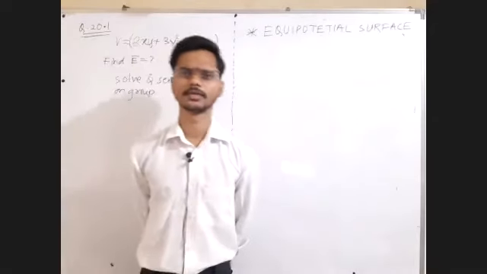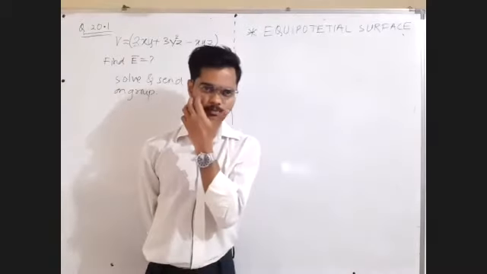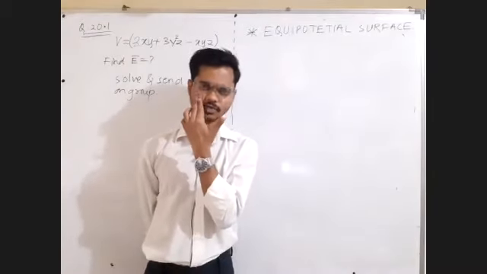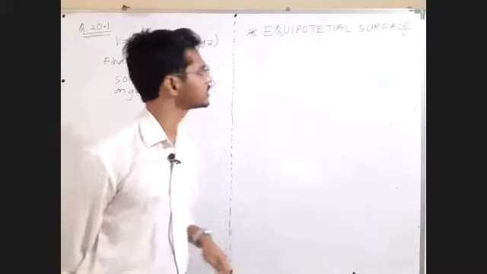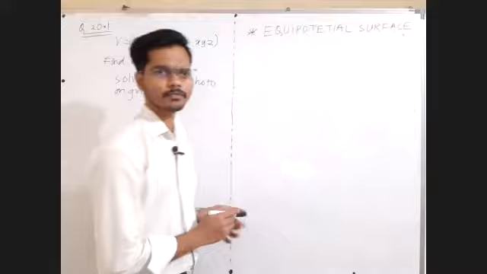Good, very good. Try to understand it first. The collection of points having equal potential is called an equipotential surface. Okay. Chalo, write down.